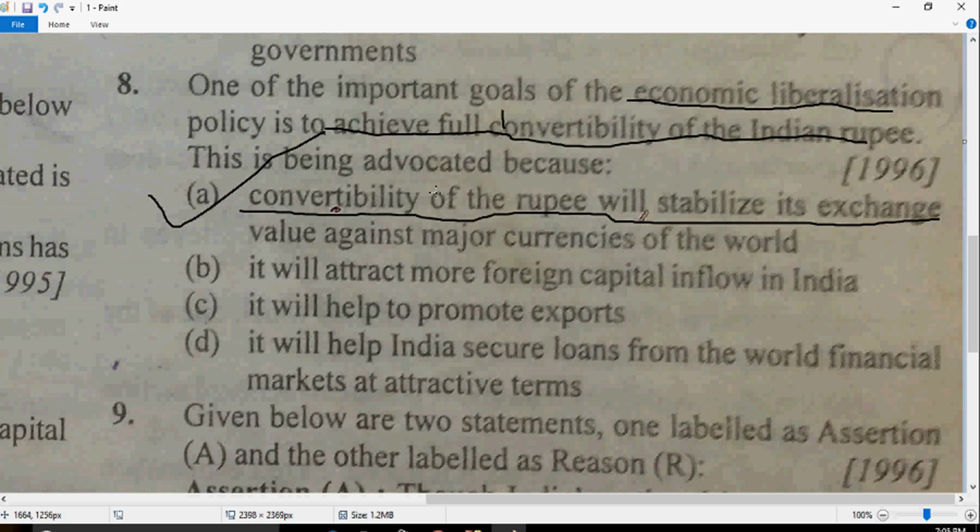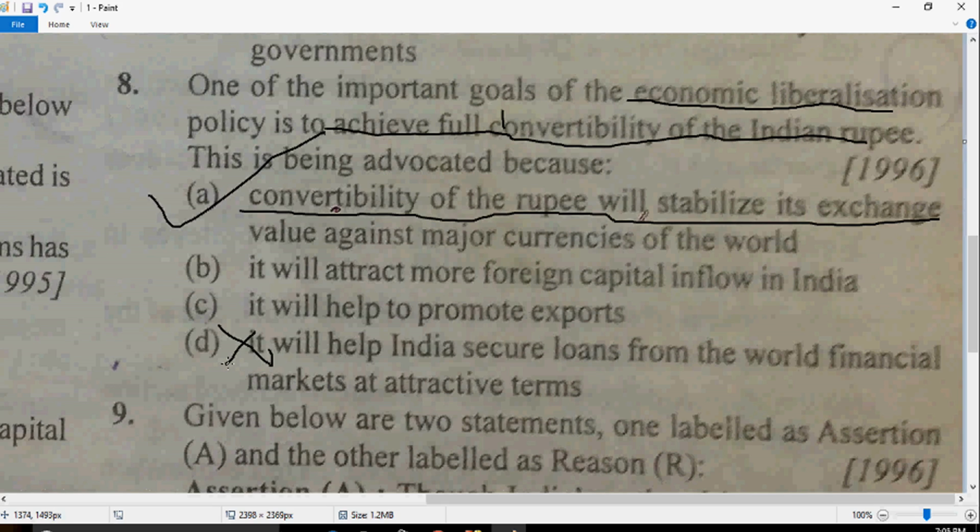It will attract more foreign capital inflow into India, as far as that's correct. And it will help to promote exports? No, that is not a fact. And it will help India secure loans from the world financial market on attractive terms? No, that will be absolutely wrong. So A is going to be the answer. Why is it so?